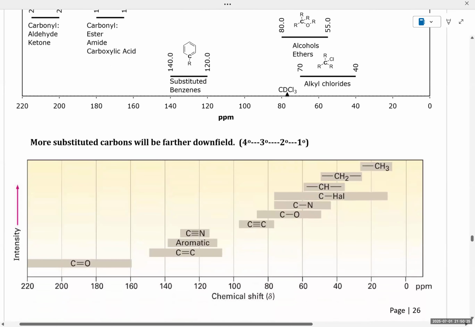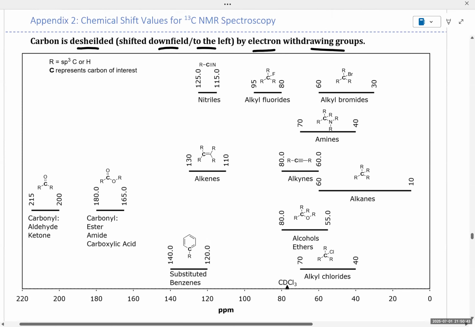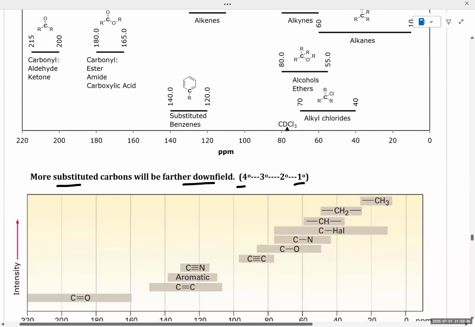In general, more substituted carbons will be shifted farther downfield, with quaternary carbons being the farthest downfield to the left and primary carbons being the farthest upfield to the right. Just like before, I would encourage you to have this chemical shift appendix handy and available as we go through these next discussions.